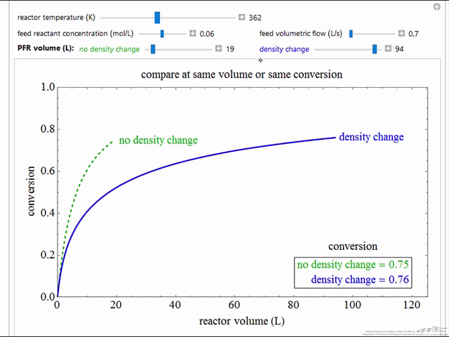Now notice there's more than a factor of 4 difference in the reactor volume, with density change included, density change not included. So in a plug flow reactor where you have a mole change, high order reaction can make a significant difference taking into account this mass density change as we move through the reactor.